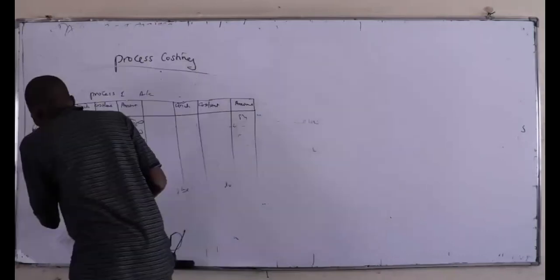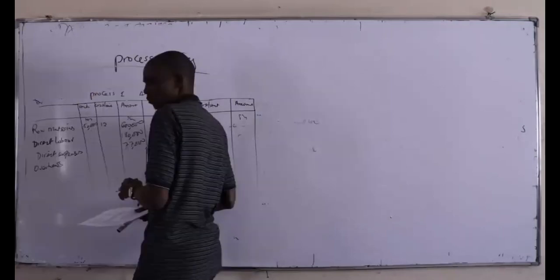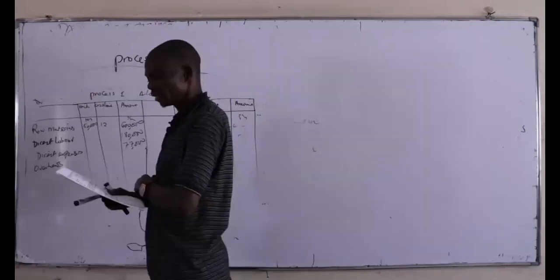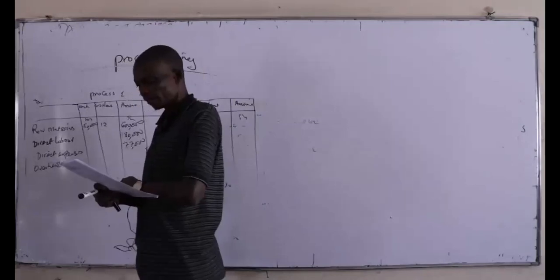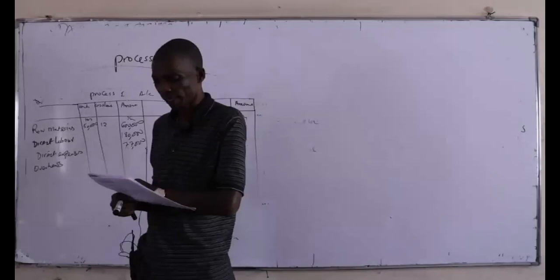Overheads are actually indirect expenses. So in this case, what happens is that the production overheads are absorbed on the basis of the direct labor cost. So essentially, you look at the portion of each month.